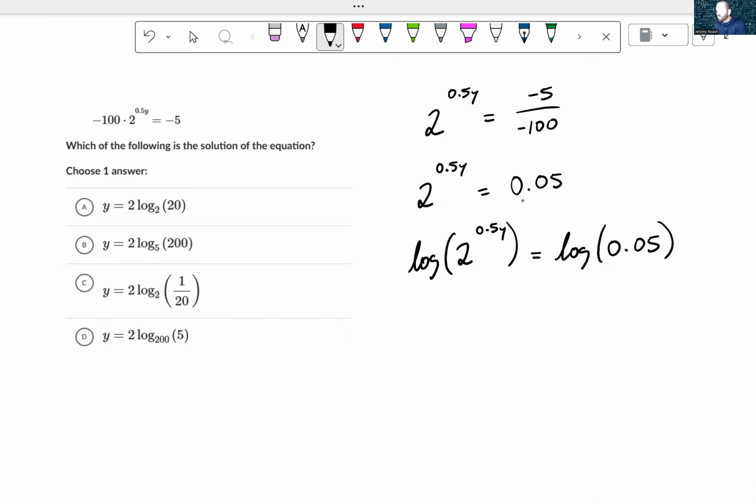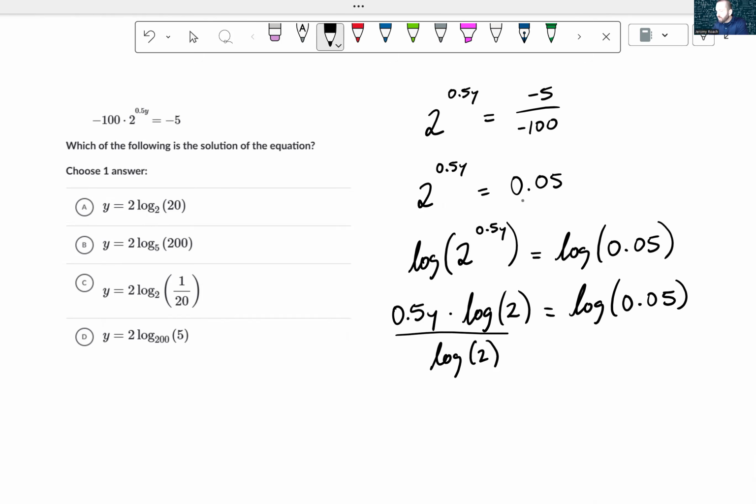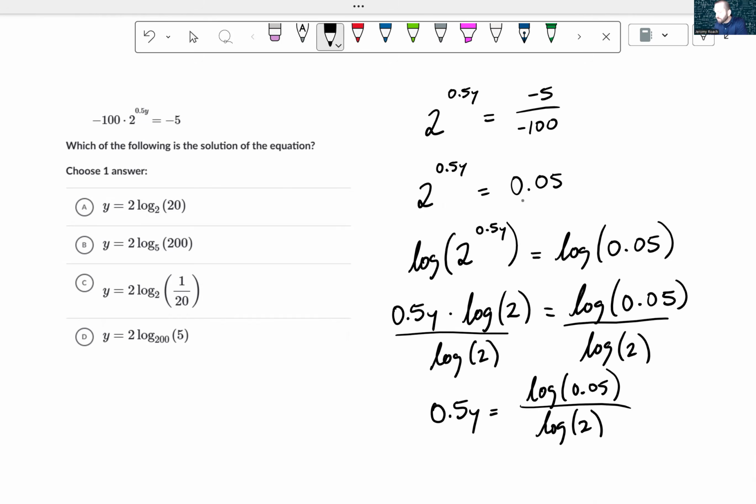Then we're going to use the power rule. This is 0.5y times log 2 is equal to log 0.05. Then we're going to divide by log 2 on both sides. And we have 0.5y is equal to log 0.05 over log 2.